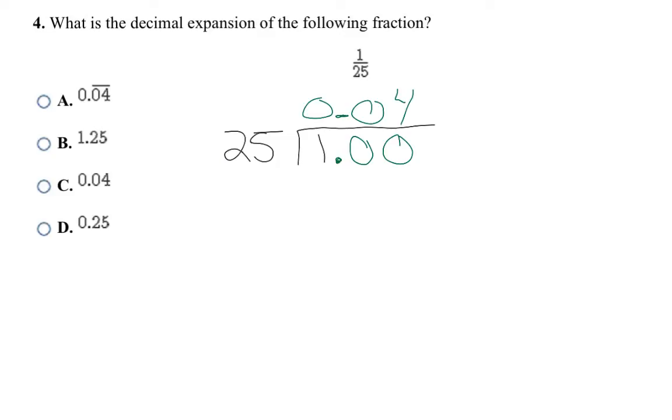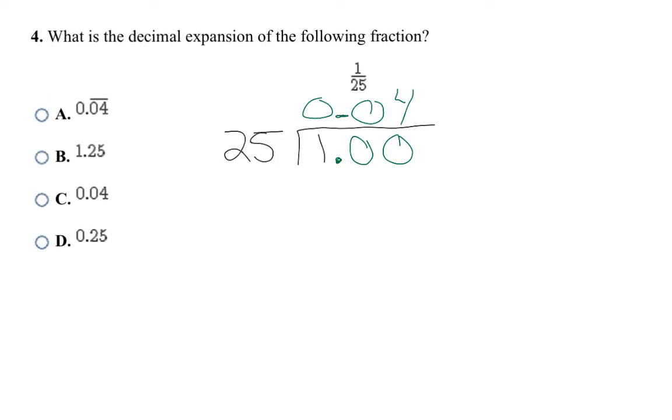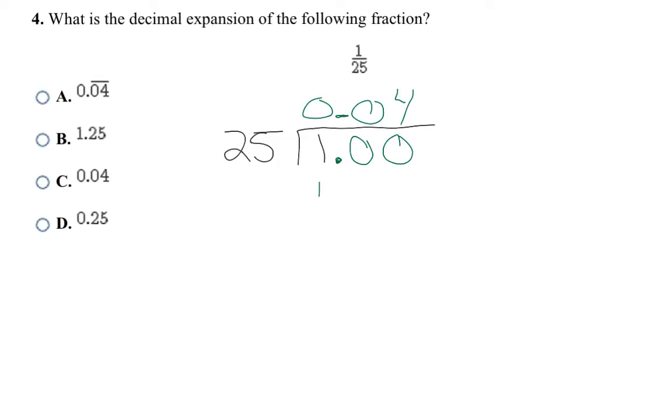So then you take 4 times 25, which is 100, subtract, and 100 minus 100 is 0, so that means that we're done. And remember, it's important that you put that 4 right above that last 0 so that you see that this decimal is 4 hundredths and not 4 tenths, so that you have that 4 in the right place value, and that's going to give us the correct answer of C.